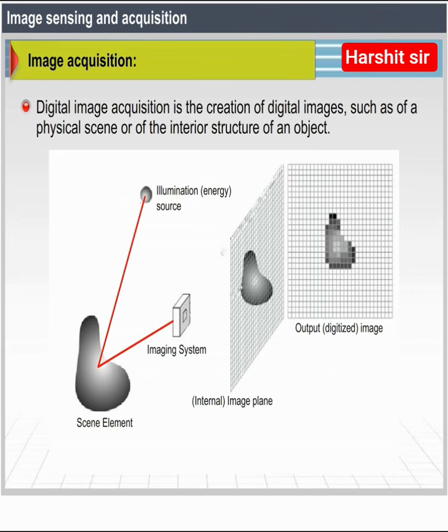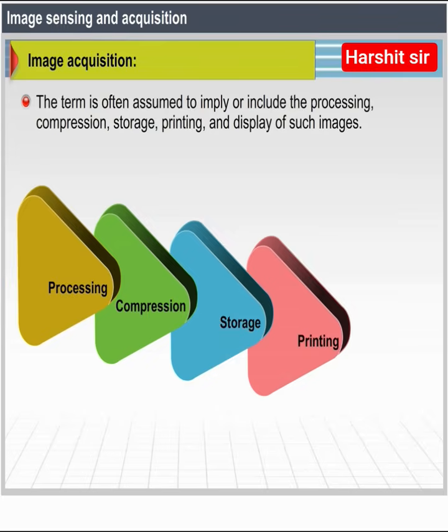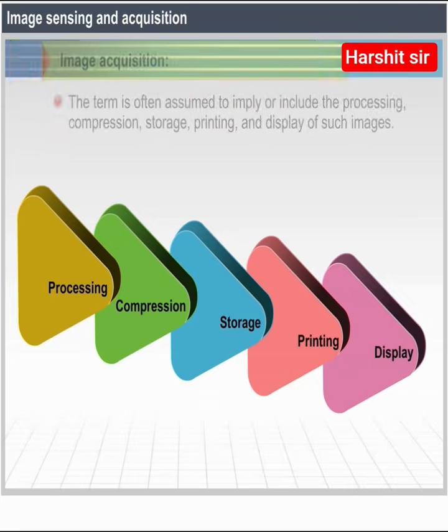Image acquisition. Digital image acquisition is the creation of digital images, such as of a physical scene or of the interior structure of an object. The term is often assumed to imply or include the processing, compression, storage, printing, and display of such images.